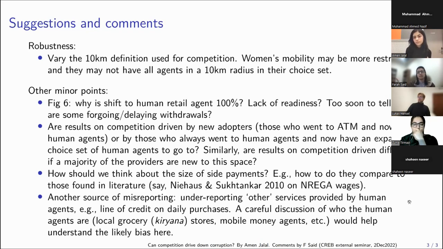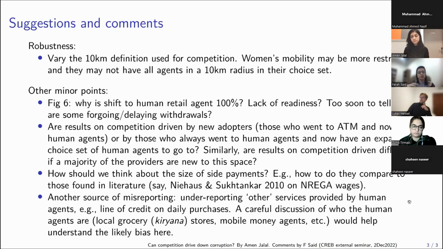And once again, something that you mentioned before: how are the results on competition, not generally on bribes, but the competition results, driven by new adopters and late adopters as well? If you look at the providers, then the districts where the providers already existed and where the governments had to then set up some kind of infrastructure.